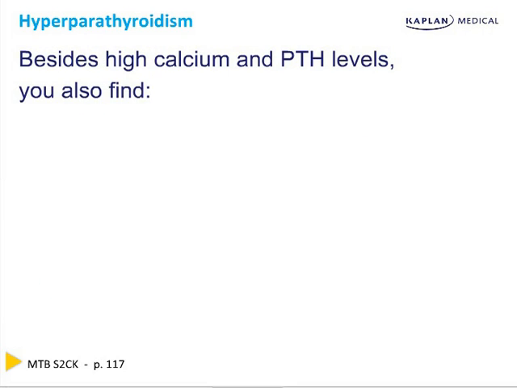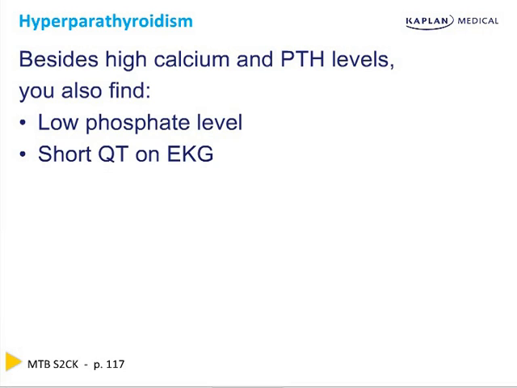Besides high calcium and PTH levels, you'll also find a low phosphate level because parathyroid hormone excretes phosphate at the proximal tubule of the kidney. And there's a short QT, but that's not particular to PTH. That is basically because all high calcium makes a short QT.